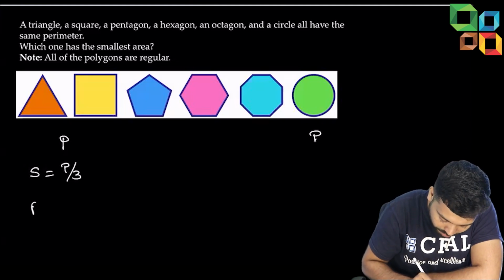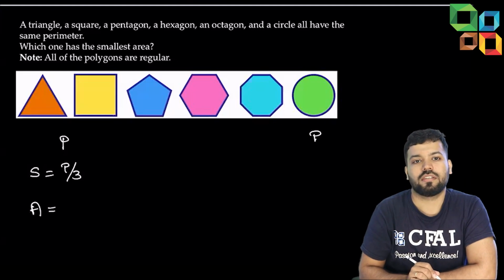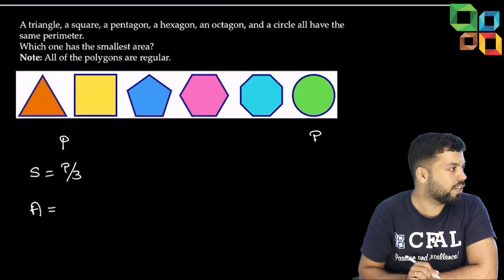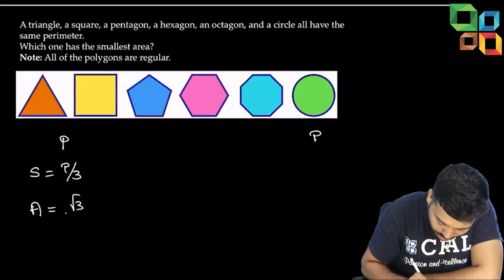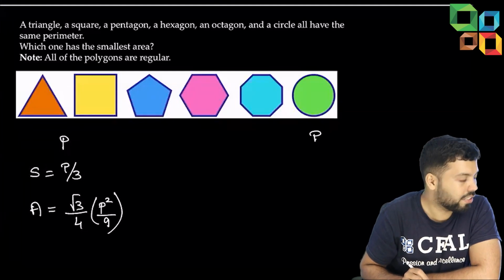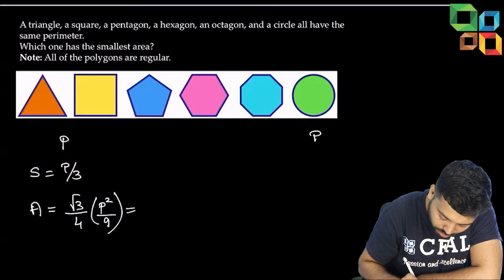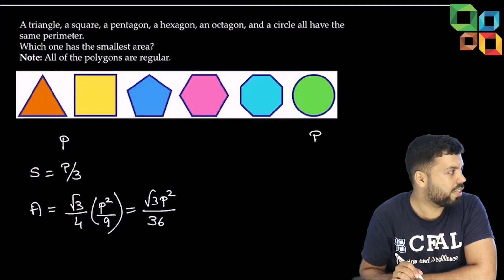So what is the area of an equilateral triangle with side length P by 3? What is the formula for the area of an equilateral triangle? Root 3 by 4 a square. Root 3 by 4 a square with a equal to P by 3 is root 3 by 4 into P square by 9, which is P square by 12 root 3.